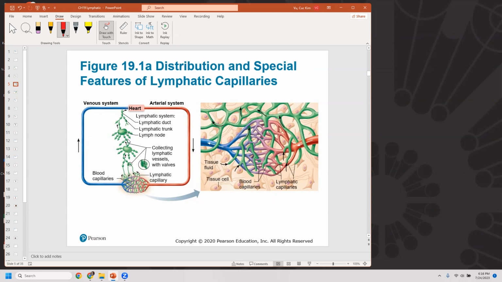Okay, so here you have the lymphatic vessels with their valves that allow fluid to move in and then continue onward. And you can see that it extensively wraps around the blood capillaries. Okay, they follow the blood system pretty closely.